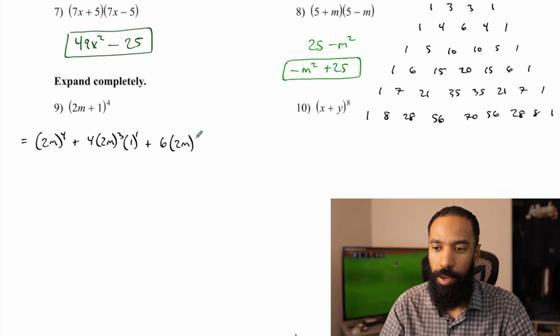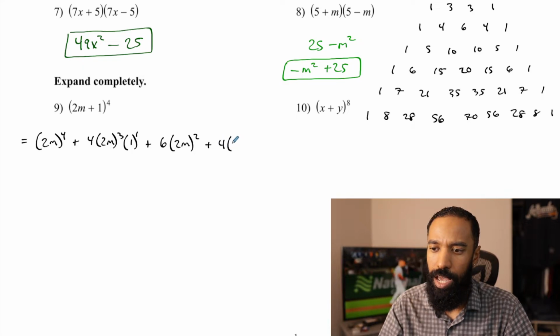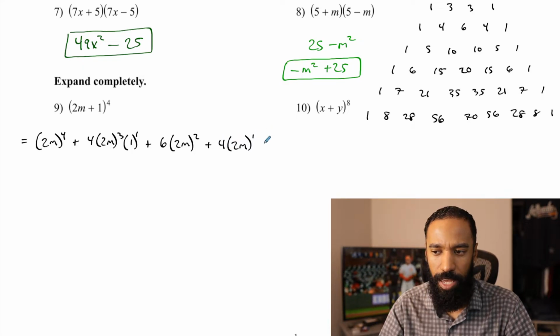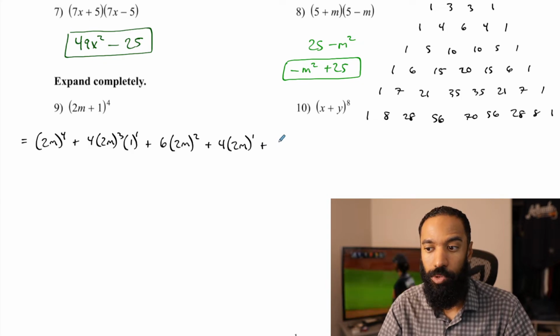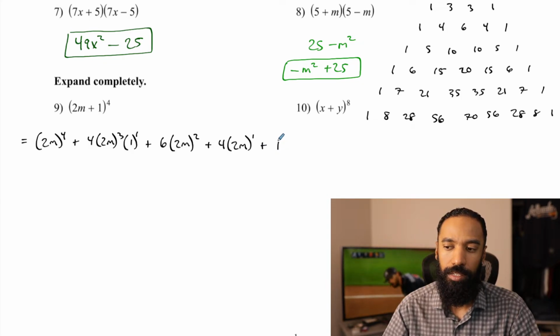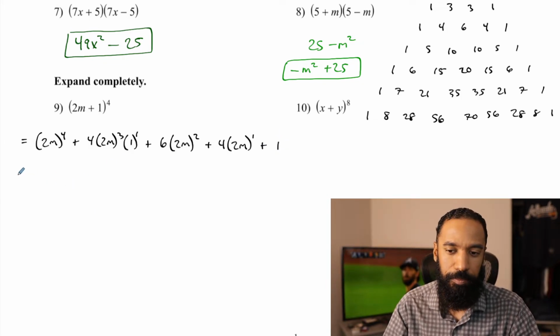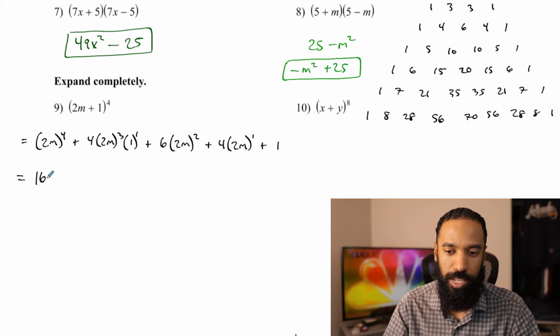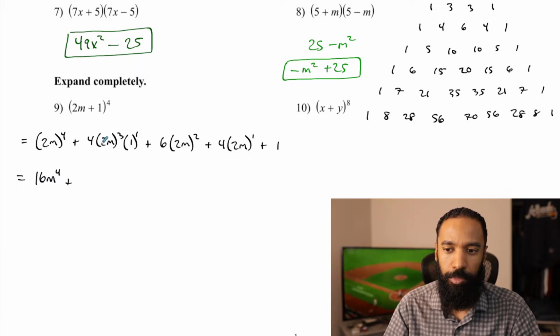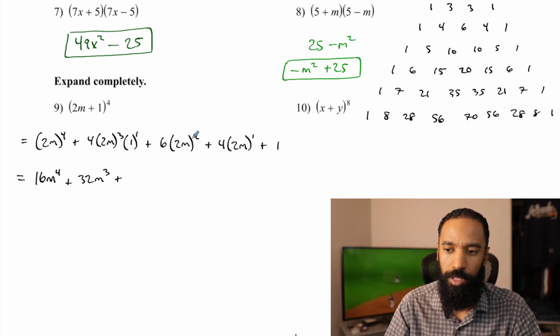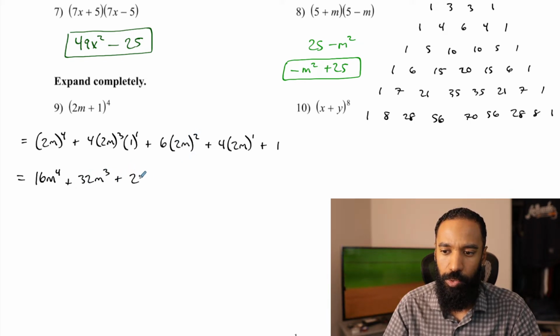6 times 2m squared, and then 4 times 2m to the 1st, because again, 1 is to whatever power. And then here I do need that 1 times 1 to the whatever power. That's fine. 2 to the 4th is 16, so 16m to the 4th plus 2 cubed is 8, times 4 is 32. 32m cubed. 2 squared is 4, times 6 is 24. And 4 times 2 is 8, 8m plus 1.